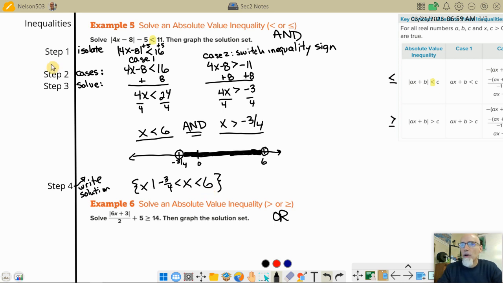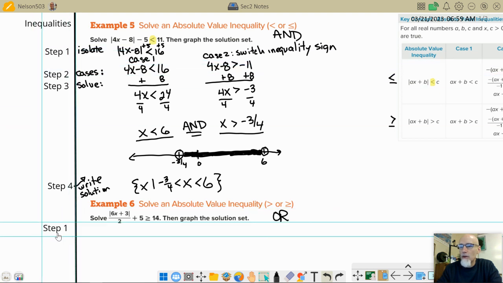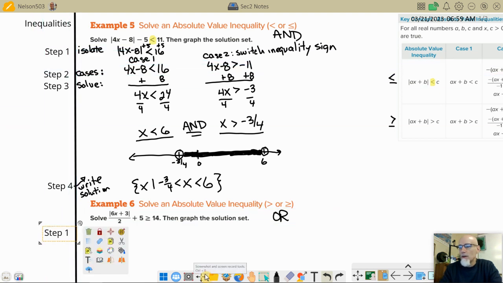Now, the thing to know is that these steps right here, steps 1, 2, 3, and 4, are all going to be the same. To emphasize that, let me copy and paste it, and then I could drag it down. Step 1: okay, so step 1 is to isolate the absolute value. All right, here we go.